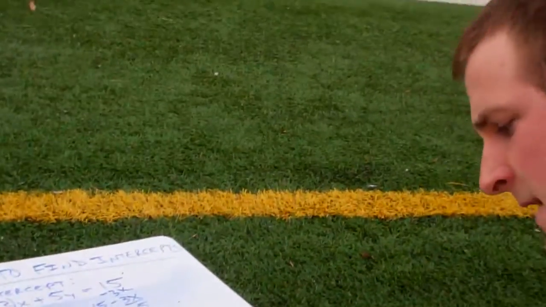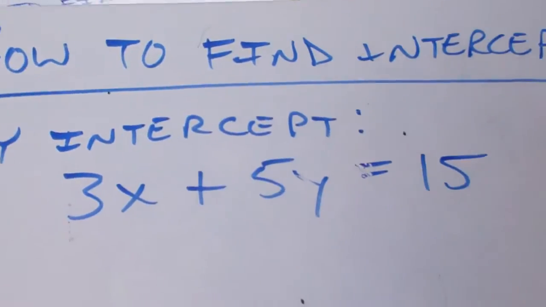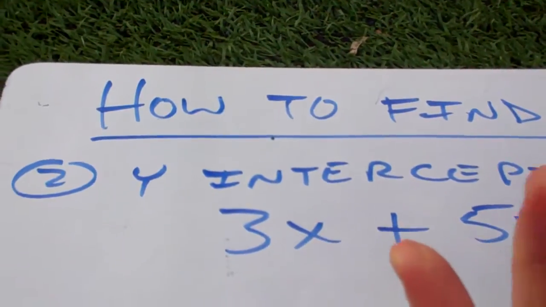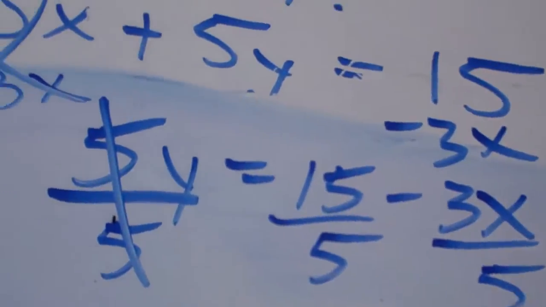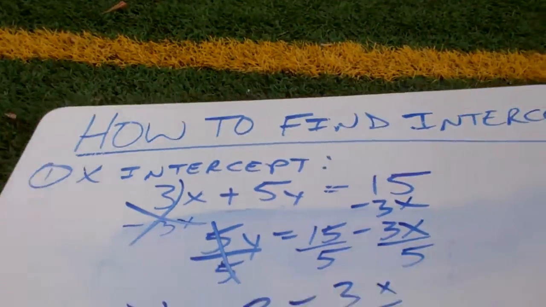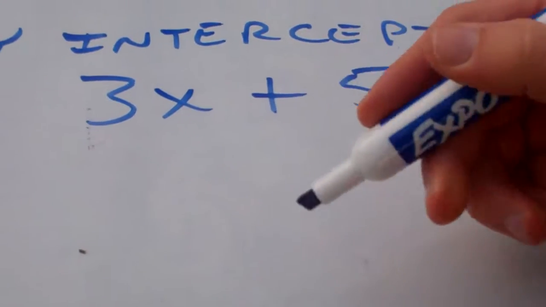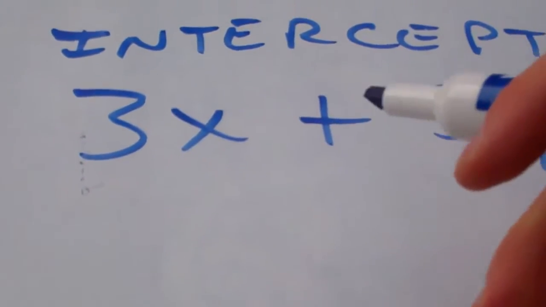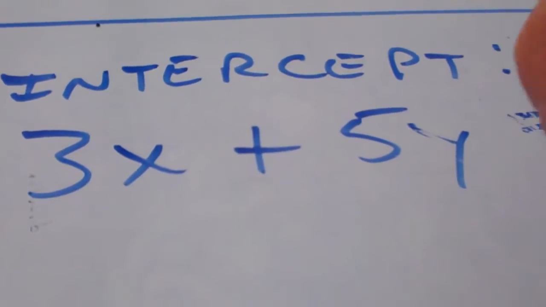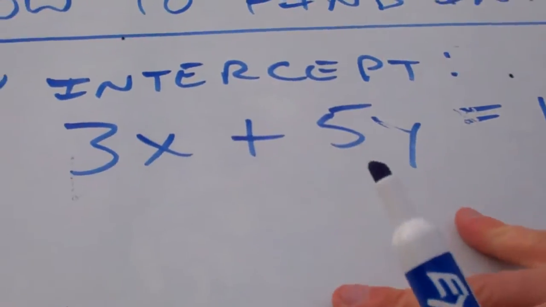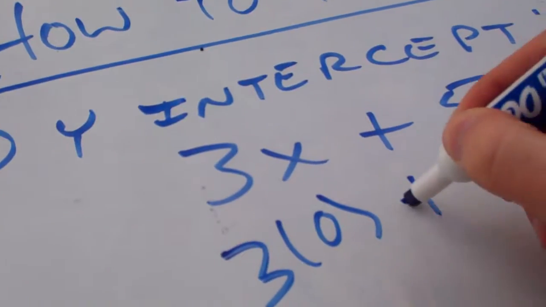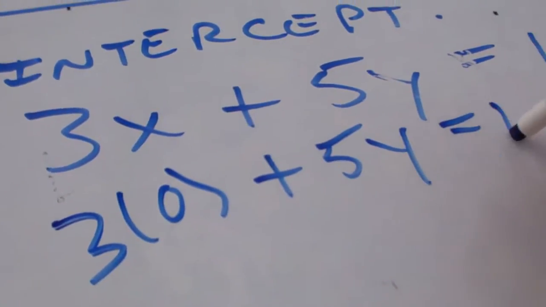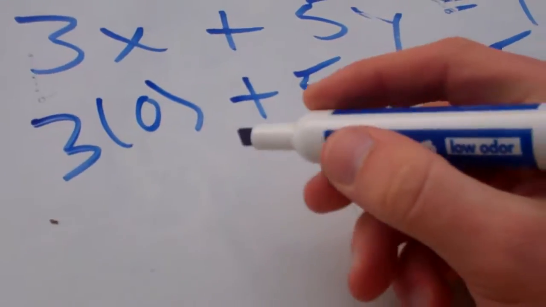And last but not least is a similar situation with the y-intercept. What happens if you don't have it in slope-intercept form? Well, you could change it to slope-intercept form if you want, like we did here, but you don't have to. You can plug 0 in for x, because whenever x is 0, that's where the line is going to cross the y-axis. So let's just plug in 0 for x. 3 times 0 plus 5y equals 15. 3 times 0 is 0.